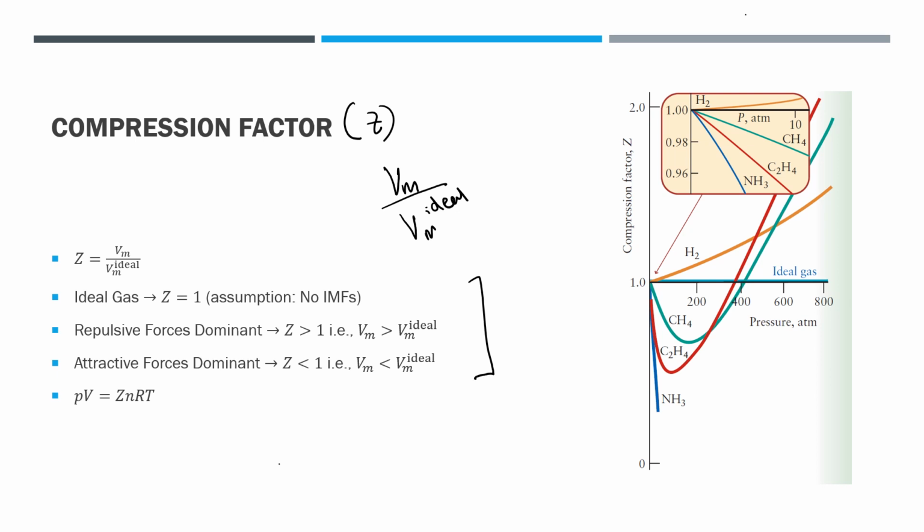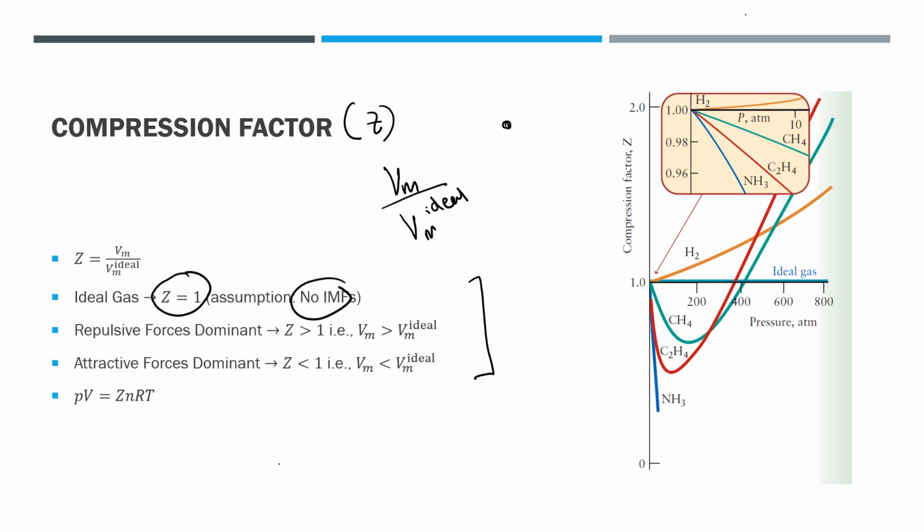So let's look at three main cases. Say we have an ideal gas. That means that the V molar of the gas is equal to the V molar that we would calculate using the ideal gas law, because that's the definition of an ideal gas, right? So our numerator and denominator are going to be equal, so we have a Z equal to 1. And the assumption we're making there is that there are no intermolecular forces, no interactions between gas particles, right? So we're going to think about everything in comparison to this.